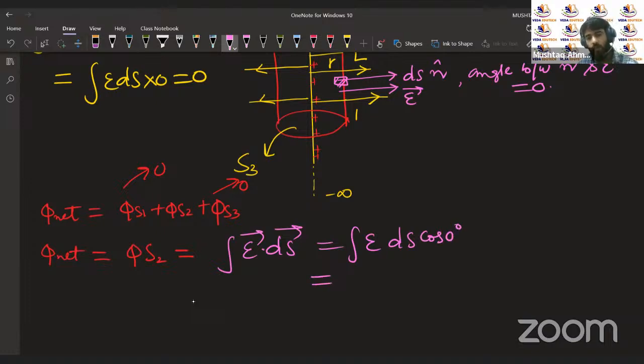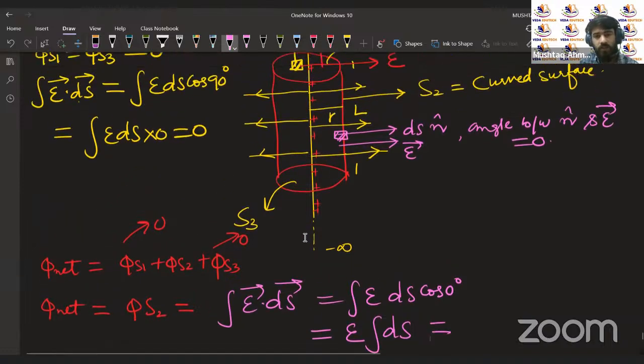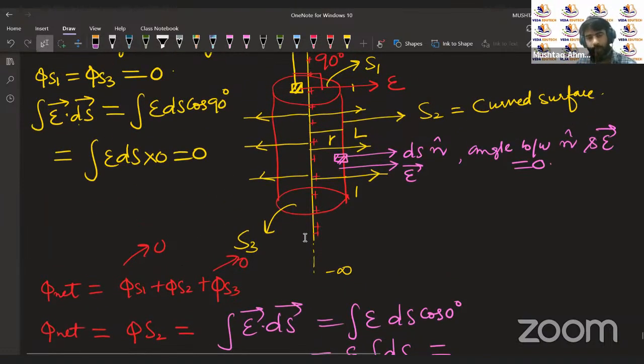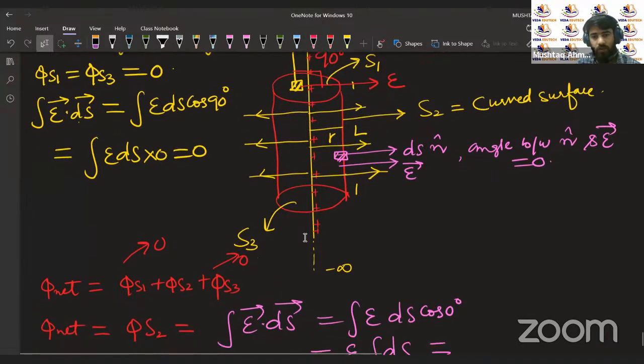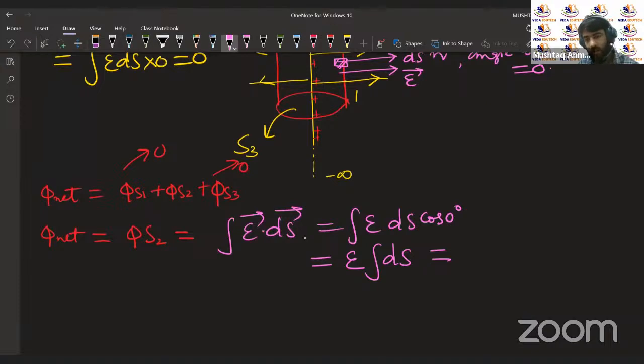And the electric field on the Gaussian surface is constant in magnitude, right? So cos 0 is 1, and the integral of dS will give us the total curved surface area of this Gaussian surface, which is a cylinder. The curved surface area of a cylinder is 2 pi r times the length of the cylinder, so it will be 2 pi rl.